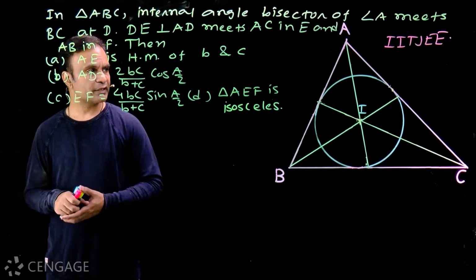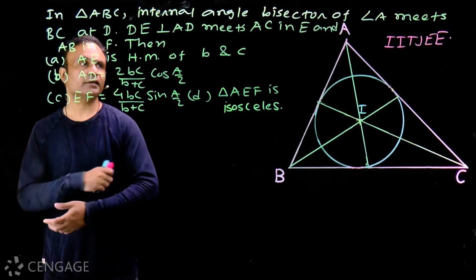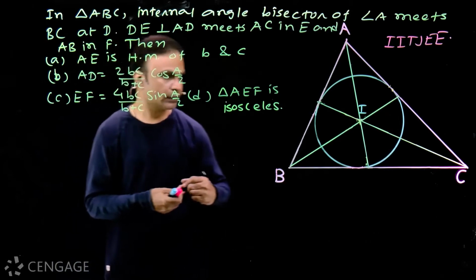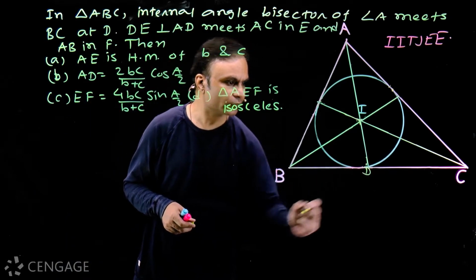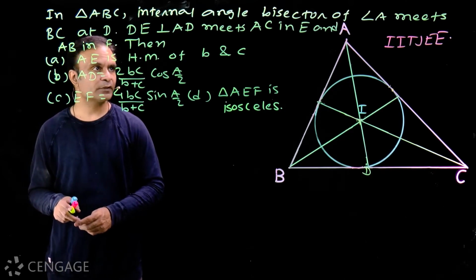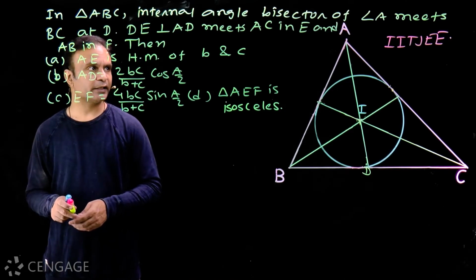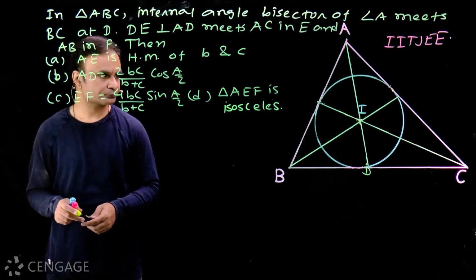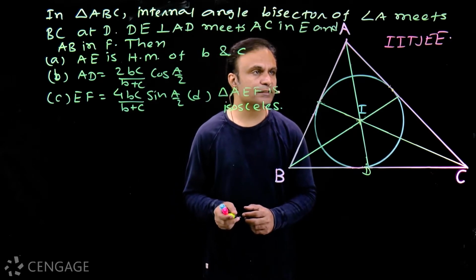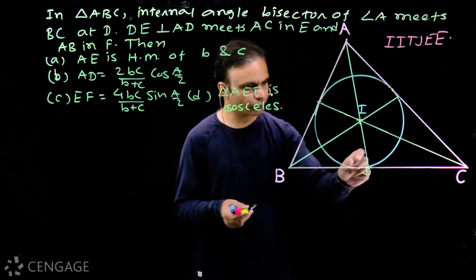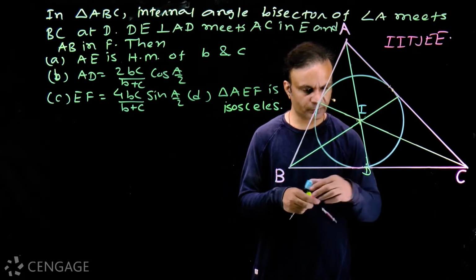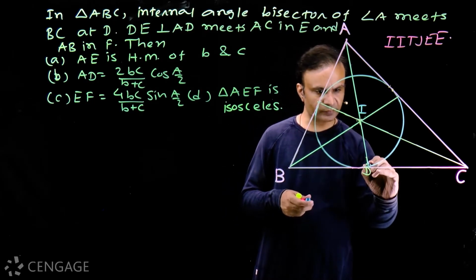Now we have this question asked in the IIT exam. The question is: in triangle ABC, the internal angle bisector of angle A meets BC at D. This is point D. Now DE is perpendicular to AD, meets AC in E and AB in F. We have point E on AC such that DE is perpendicular to AD. So from point D, we draw one line which is perpendicular to AD. We have this line.